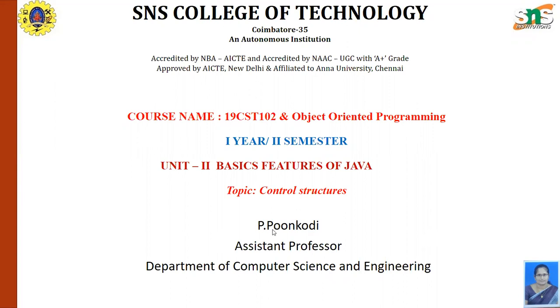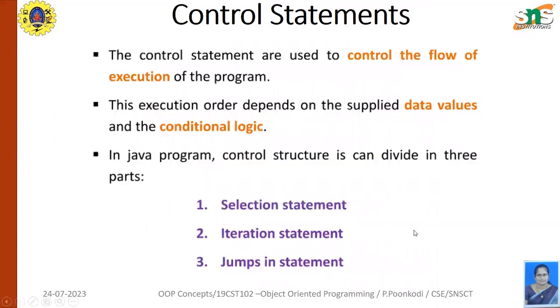Today we are going to discuss control structures in the object-oriented programming subject, in the second unit. What is a control statement? A control statement, which is used in the programming language, is used to control the flow of your program execution. Based on this execution order, the data will be supplied to the conditional logic. Based on the conditions only, our program will be executed and we will get the output.